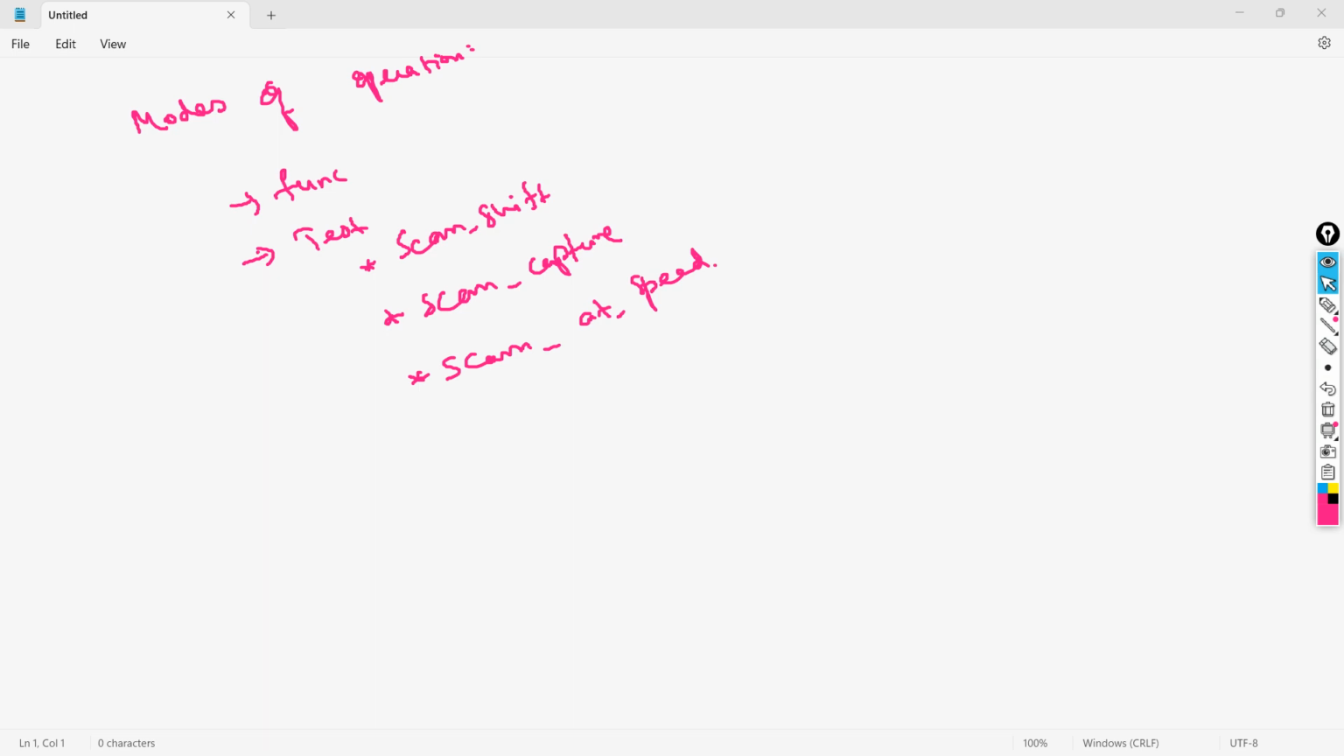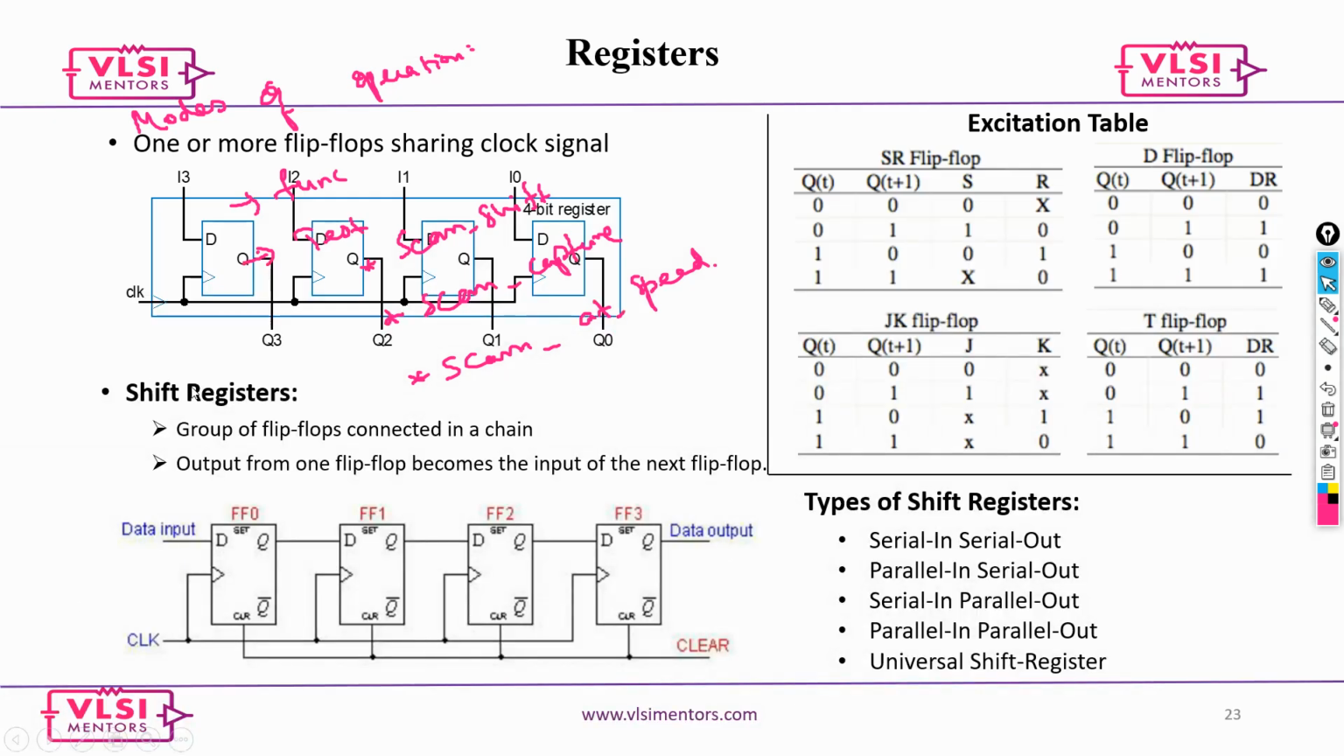Okay, moving on to the topics. Shift registers are very, very important. This is a concept. You're giving some data and you're checking whether the same data is coming out or not. If your data is coming out, that means this D and this Q, and again this D and this Q, all of them are properly working as per our expectation. This is something that would be used at the time of testing.